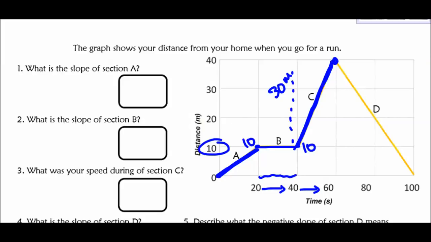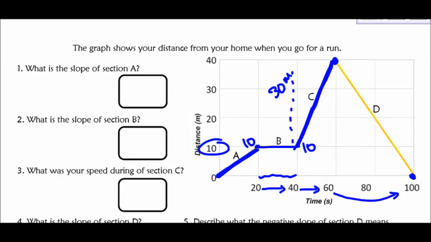From there, I'm 40 meters away from my home, and then it drops all the way down back to 0. So I was 40 meters away, now I'm back down to 0 meters away over this next 40 seconds. It's basically saying I got back to my home. That's 0 meters away. I'm back at where I started. My distance is 0 meters from my home.